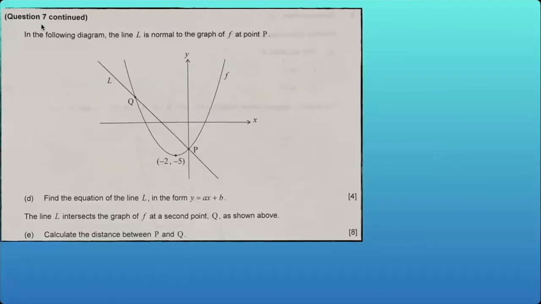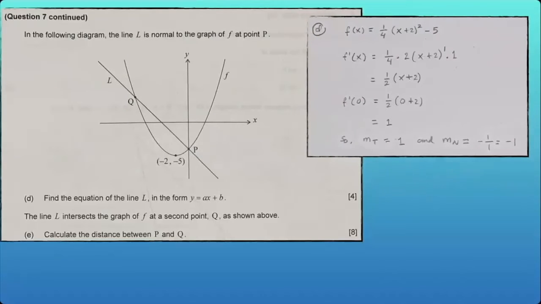Next, still number 7. In the following diagram, the line L, this line here, is normal to the graph of f at point P. Find the equation of the line L in the form y is equal to ax plus b. Right, so remember this is the equation of the curve f. To find the equation of a line, we need the gradient and we need a point. So let's apply calculus here.